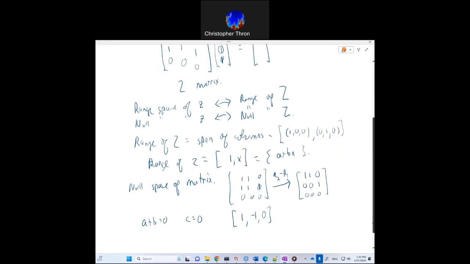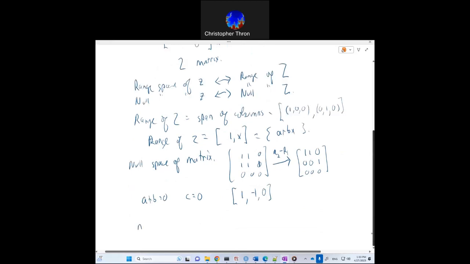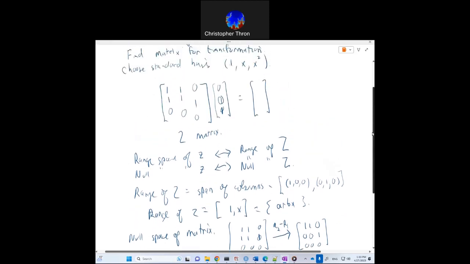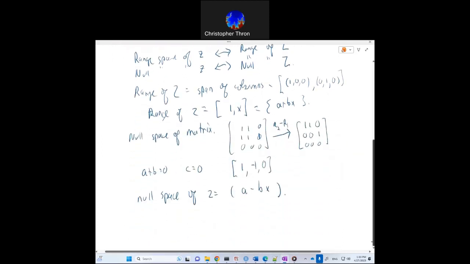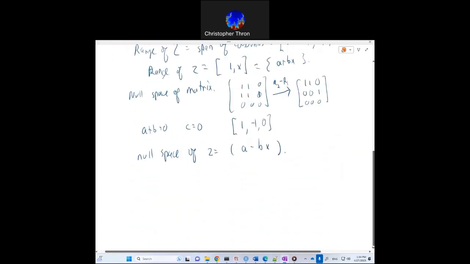So the null space of the transformation, small z, is equal to a minus bx. Okay. So again, the null space is what maps to 0. Now let's consider the next stage. We want the range and null space of z squared.